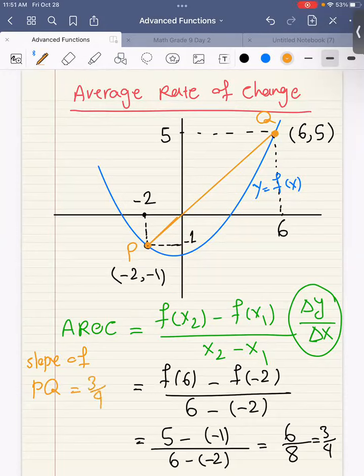So the important lesson here is that the average rate of change between 2 points is just the slope of the line that joins these 2 points together. This line segment. So this is the line PQ. Okay.